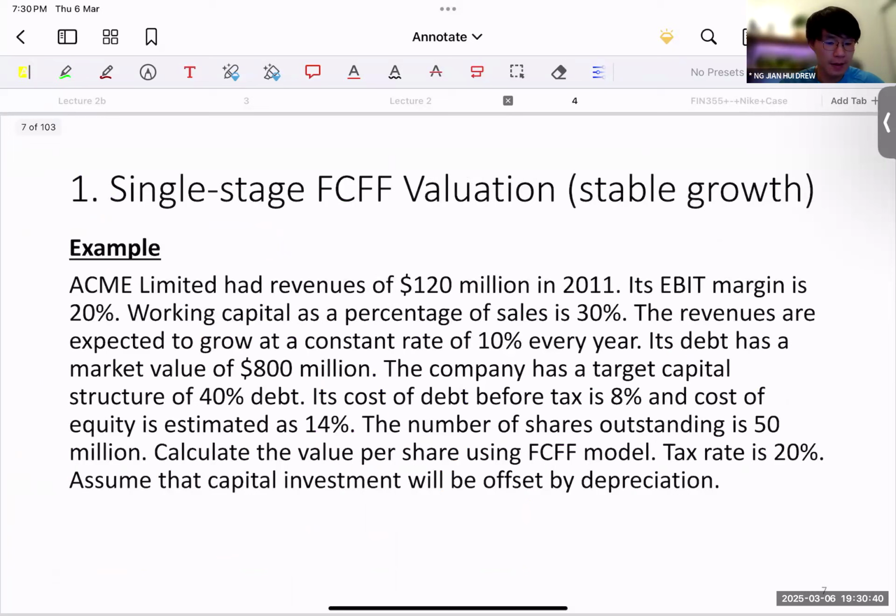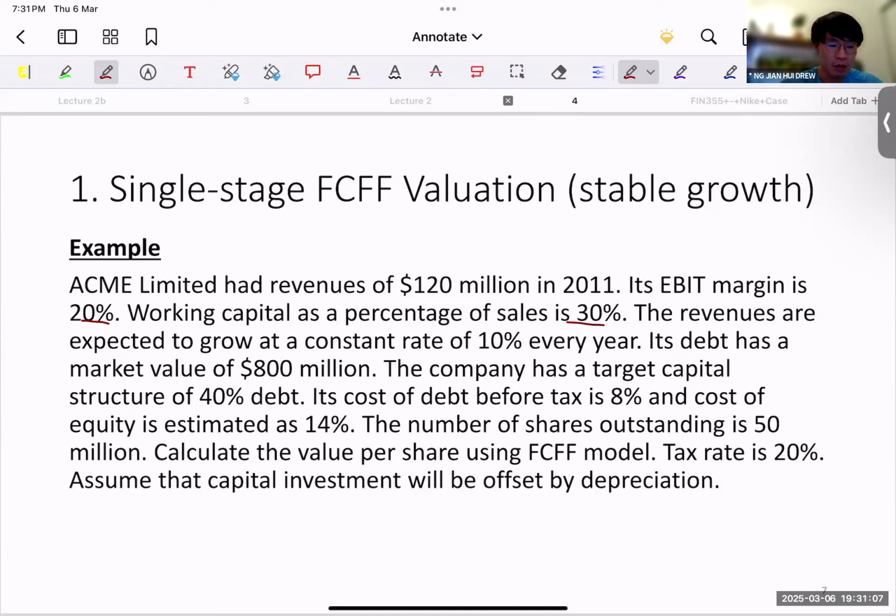All right. Okay. So this is an important example. So let's look at this example here. ACME Limited had revenue of 120 million in 2011. The EBIT margin is 20%. Working capital as a percentage of sales is 30%. So you know that 30% of the sales is working capital.